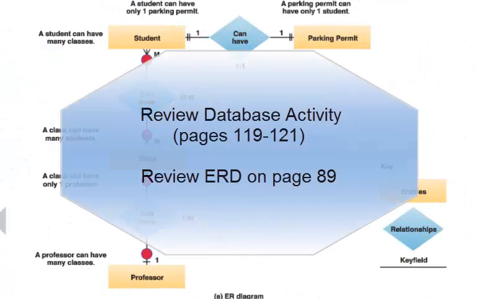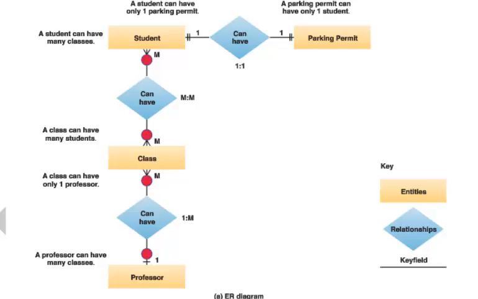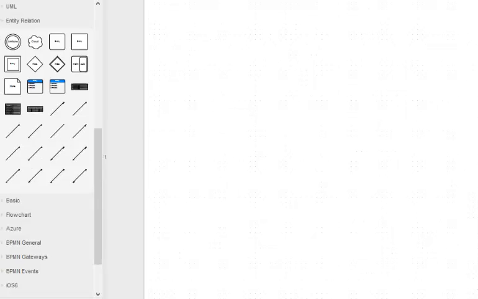Before you begin, you will need to read the directions for the database activity starting on page 119 in your textbook. You will also want to reference this ERD diagram that's on page 89 in your textbook. Once you review the material in the textbook, you're ready to create the diagram. You're going to want your diagram to look very similar to the one that's on page 89.